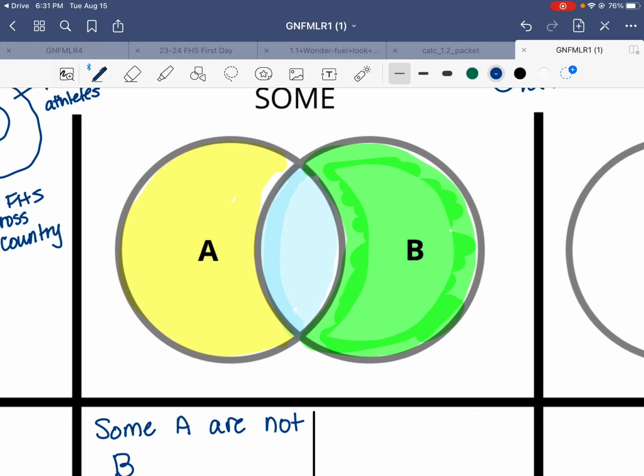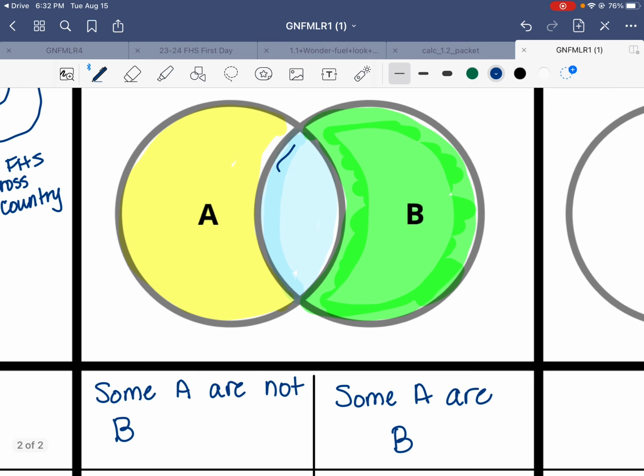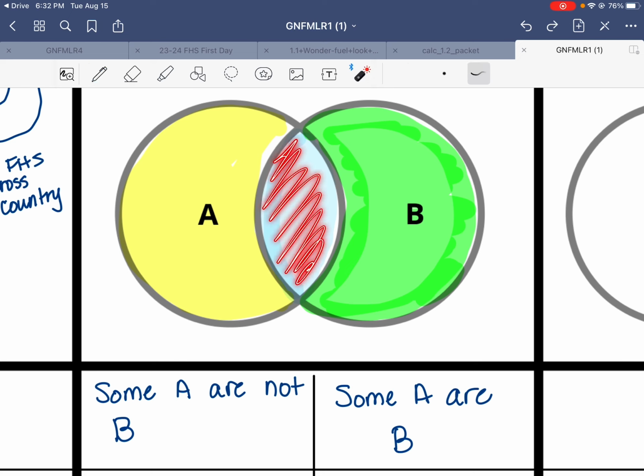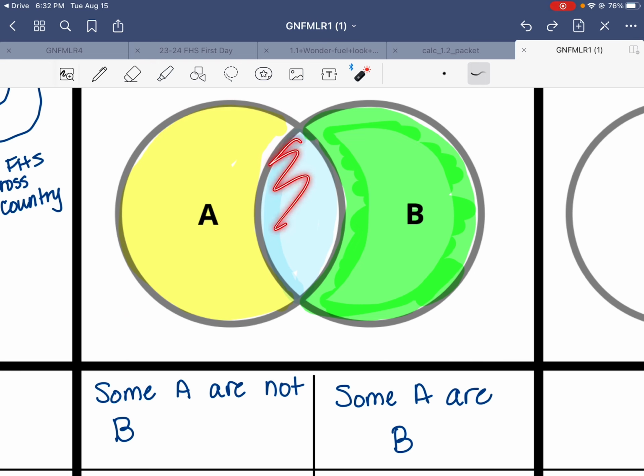Okay? There's another way to say it. You could say some A are B. So that would be this population right here, the stuff that's in the center. All of that, you have parts of your A that are also part of B. So this one right here really talks about this outside little Pac-Man guy. And then this one right here is this portion. So there's two ways to describe that group of A. The stuff that's not B and the stuff that is B.